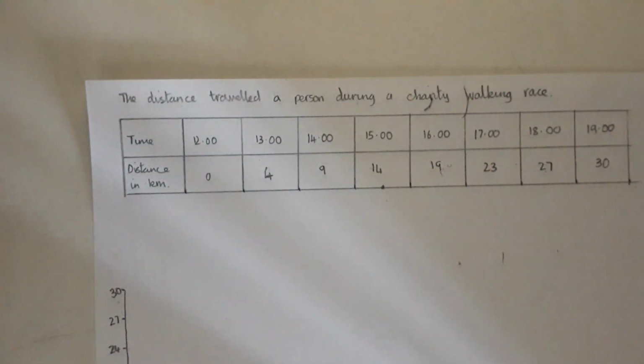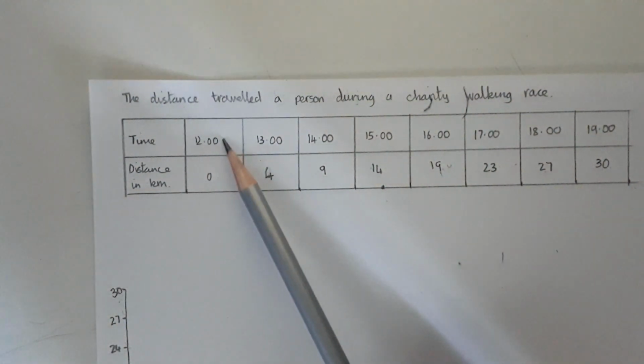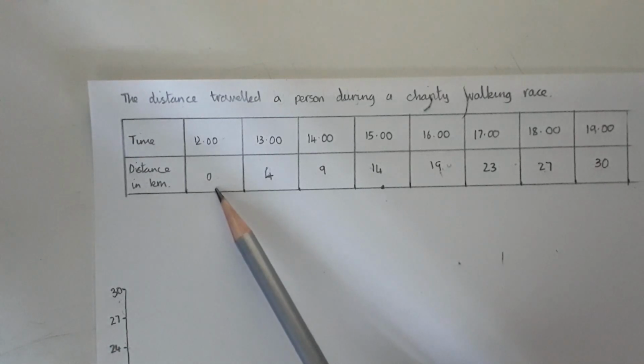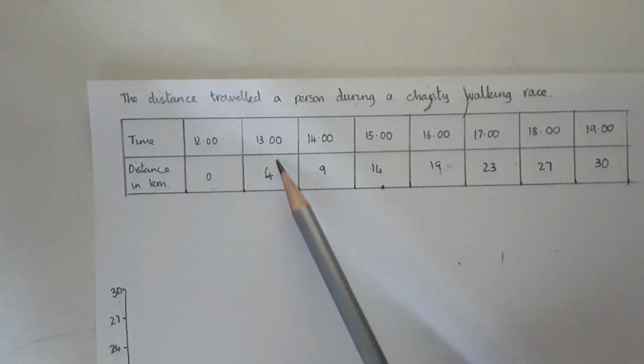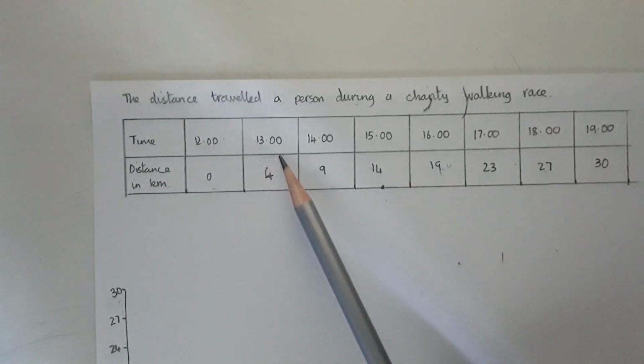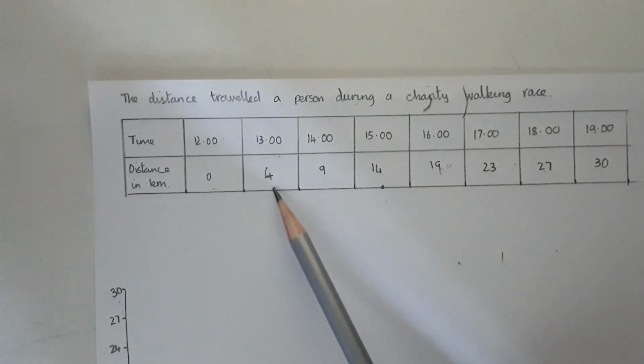So our x-axis shows time, and our y-axis shows the distance in kilometers. Okay, so now we can start looking. All right, and at 12 o'clock, that was the time that they started. So at 12 o'clock they had walked 0 kilometers, and then at 1300 hours the person had walked 4 kilometers. So let's just deal with those for a moment.